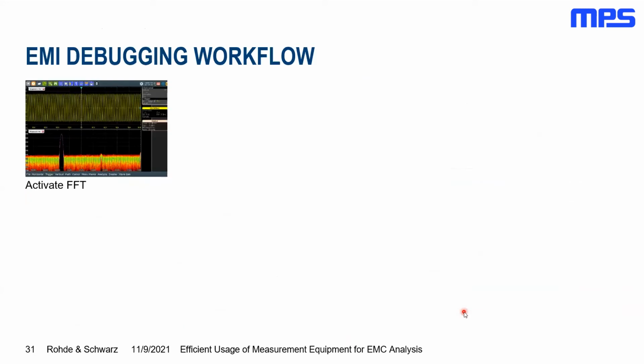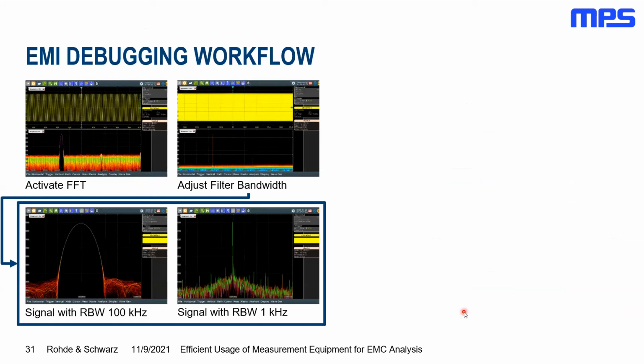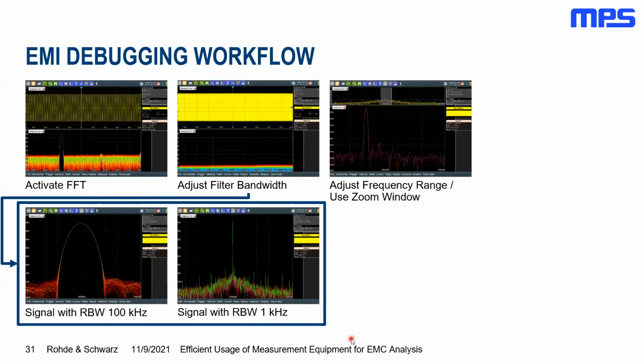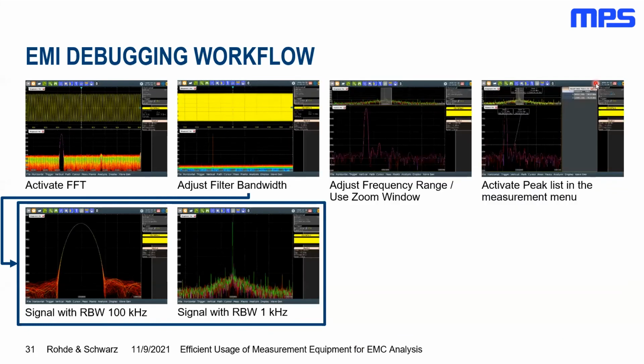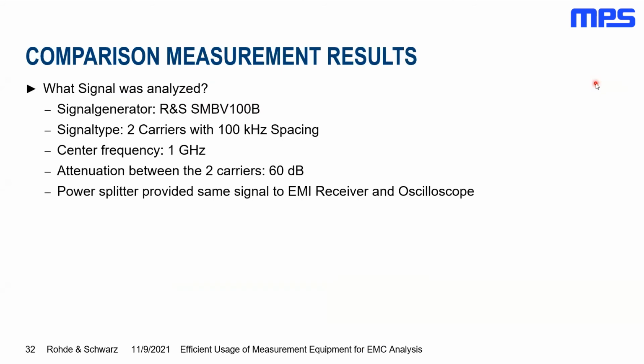For the debugging workflow, first of all, of course, you have to activate the FFT. Afterwards, you could adjust the signal bandwidth to match your needs. Maybe you'd like to do some analysis smaller than 100 kilohertz, so then you're using the bandwidth. You could also use a zoom and of course a peak table. In this case, we are measuring against the threshold and listing all these different frequency components in the table.